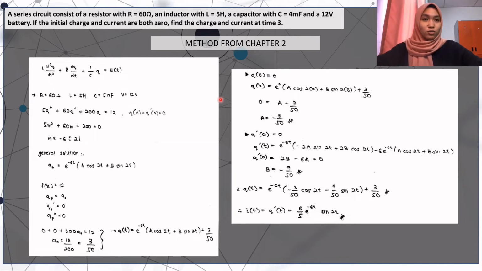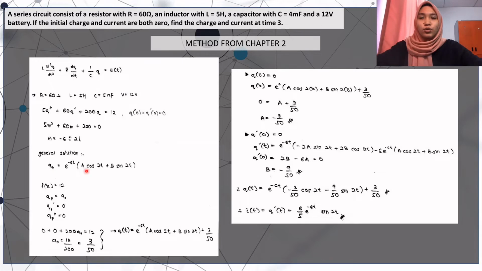We are using the method from chapter 2, which is the method of undetermined coefficient. Here is the general equation given, and then we need to insert the data into this equation, and then we get the new equation. Next we need to find the general solution. Before that, we need to find the characteristic equation. Then we need to find the roots, and we get the complex conjugate roots. So the general solution is this form.